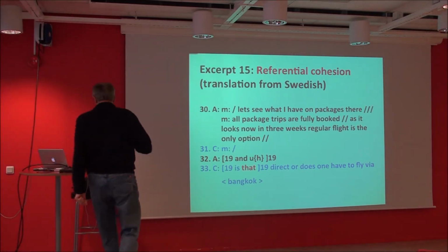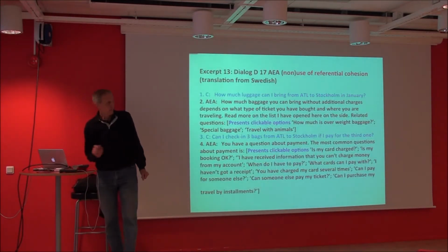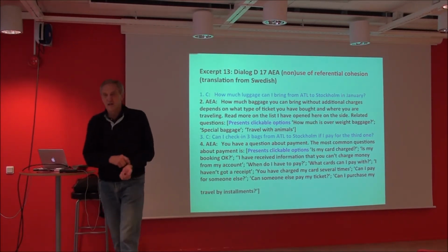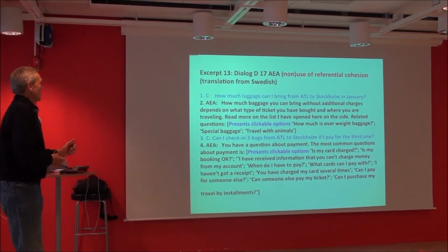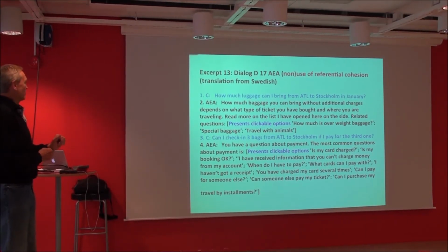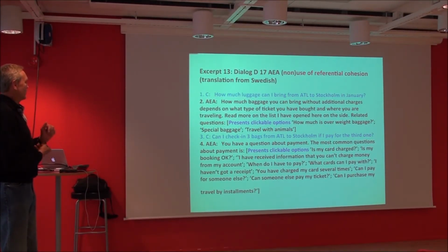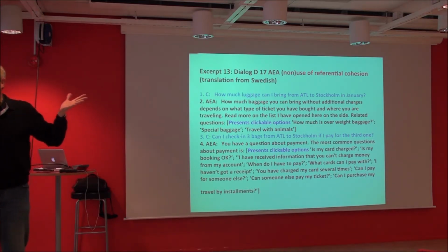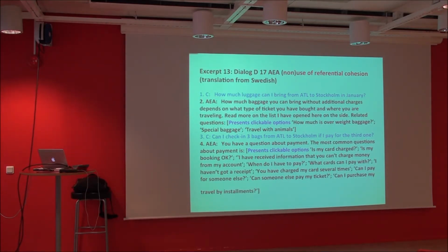Now let's see what the agent can do. How much luggage can I bring from ATL to Stockholm in January? How much baggage you can bring without additional charges depends on what type of ticket you have bought and where you are traveling. So what is the way that referential cohesion is done here? Actually, this is pretty sophisticated. What is the agent doing here? How do they refer to the same thing between customer and agent here?